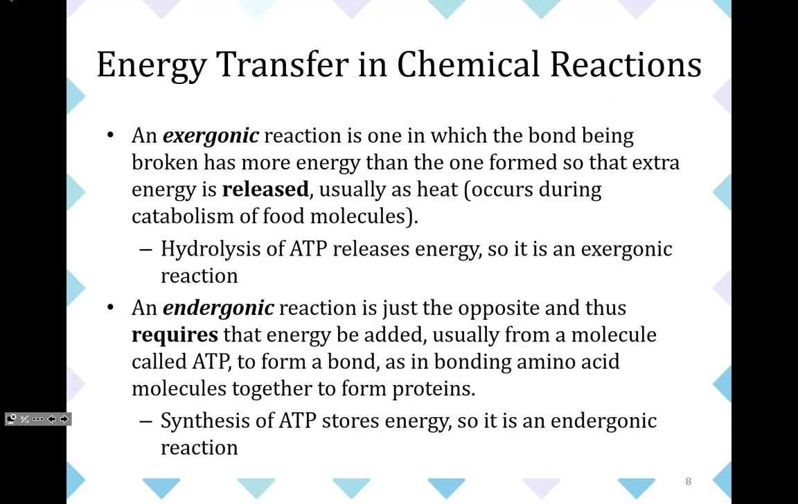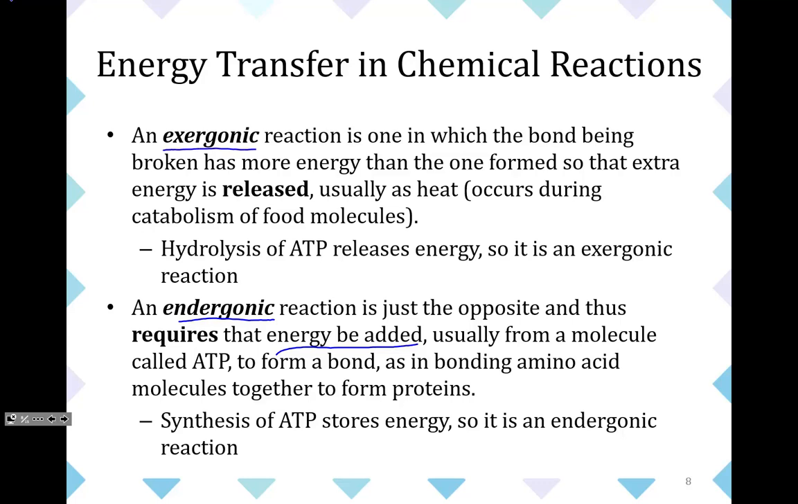We can name these chemical reactions that do this. An endergonic reaction is the type of reaction that causes energy to be added. Energy goes in. Endo means inside. So an endergonic reaction is one that we're putting energy into, usually from cell work or food or from ATP. The synthesis of ATP stores energy, so it's an endergonic reaction.